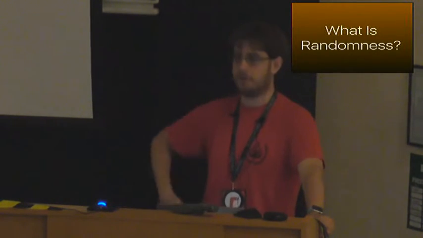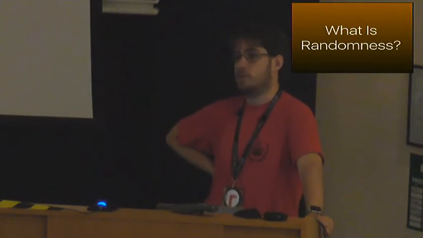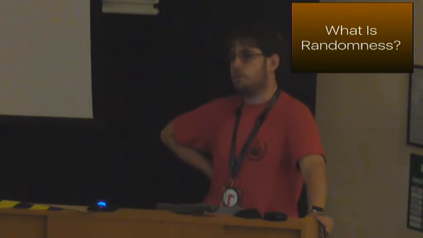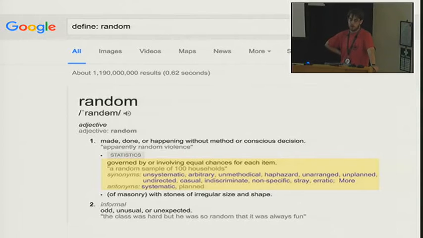So, what is randomness? I don't know about the rest of you, but I'm a millennial, which means I have only one way to solve this problem, which is that I use Google. And I'm a software developer millennial, which means that I use Google very effectively because I know all the magic words. So we're just going to ask Google for a dictionary definition of randomness. This is what I would do. There are lots of parts to this, but this is the part we care about. Google defines random as governed by or involving equal chances for each item. Okay. I mean, that's fine.